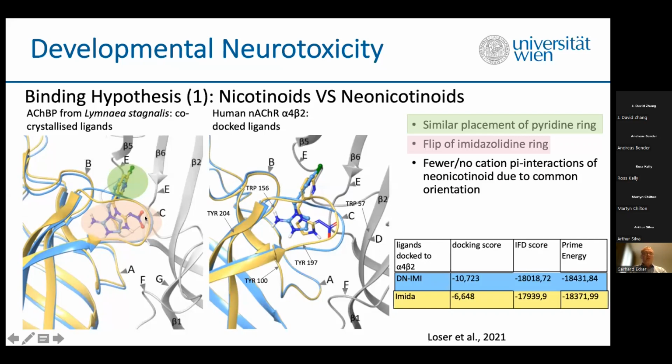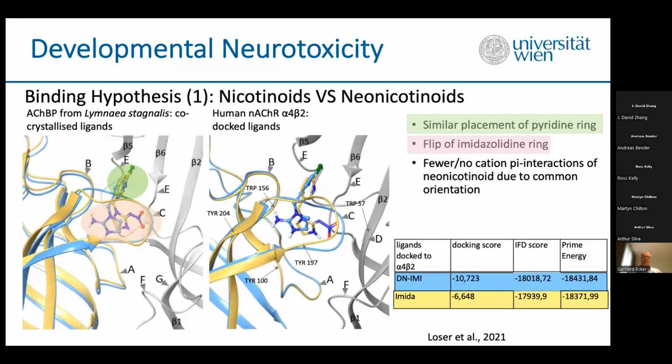And when you do the scoring, you see that in structures which are in the PDB, and you get the same when you dock to the human nicotinic acetylcholine receptor. So you can somehow, via docking, reproduce basically what you see in crystal structures of insect acetylcholine binding proteins. And then it comes to, and this is also something I would like to outline, scoring.